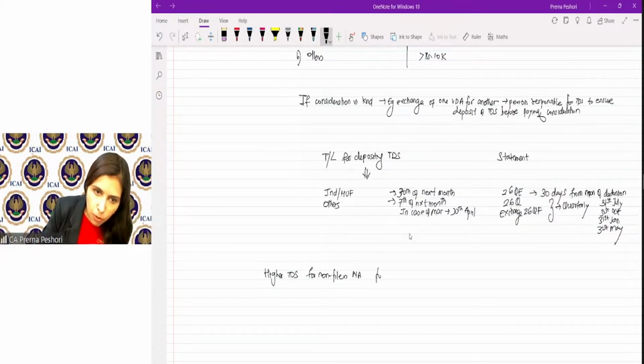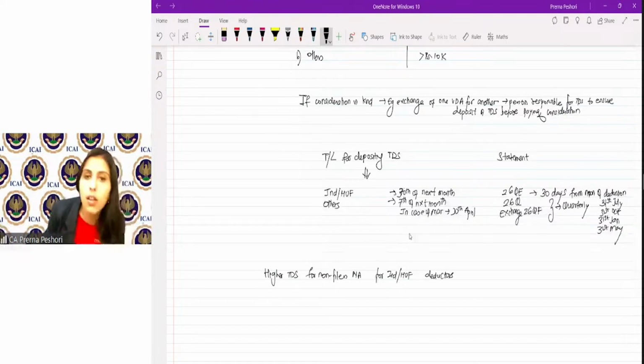Not applicable for individual or HUF deductors. And in case where the TDS is deductible under 194O as well as 194S, then the TDS under 194S shall be applicable. Fine. Yes or no? Any questions? Any doubt?